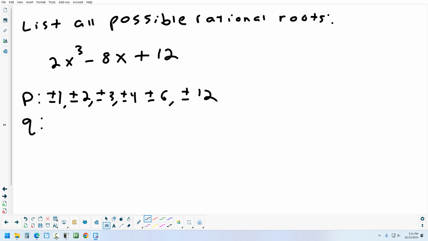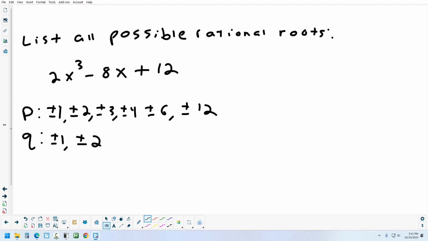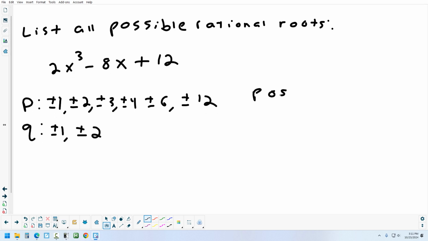And how about the factors of q? Plus or minus 1 and 2. Okay. So to list all the possible rational roots, we have to list all the different p values over all the different q values, and we might get some repeats. Okay, so let's make our list. So let's start with a particular p value, and let's put that over both the q values.